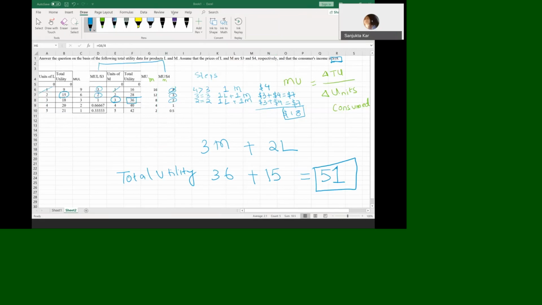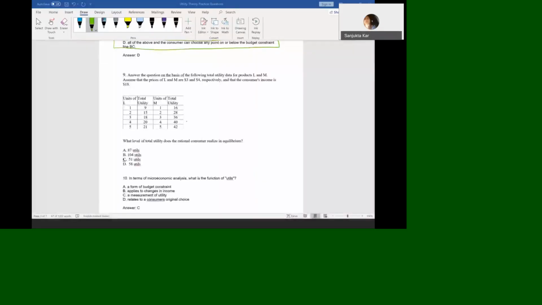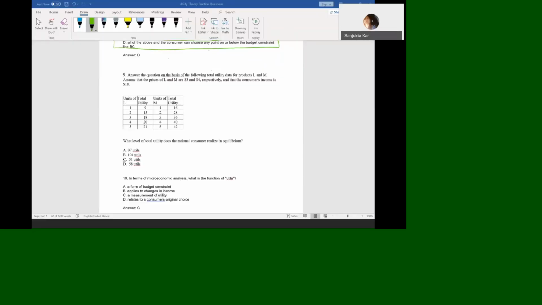Now I'm gonna go ahead and share this MS Word again. So as you can see here, our answer is 51 units. Okay, we are doing good so far.